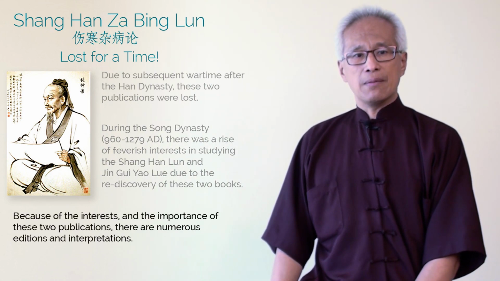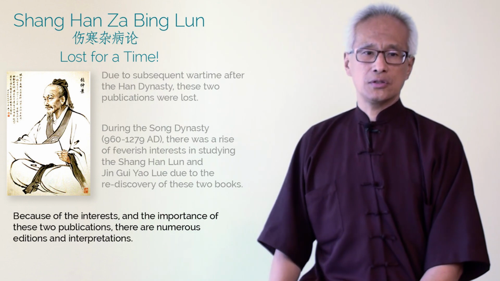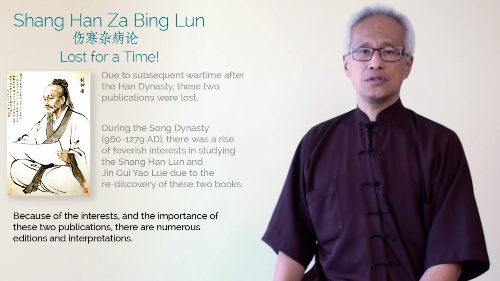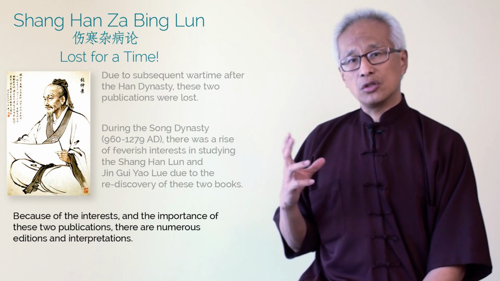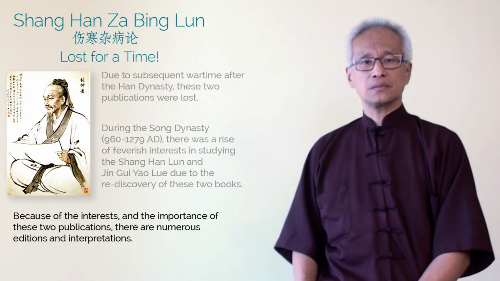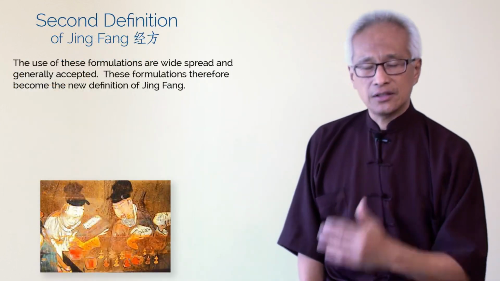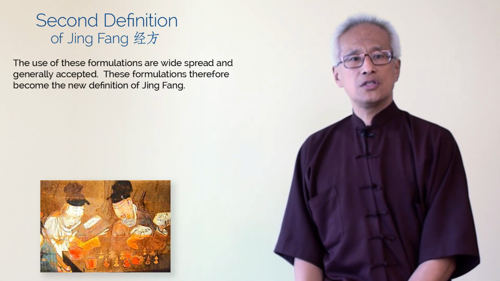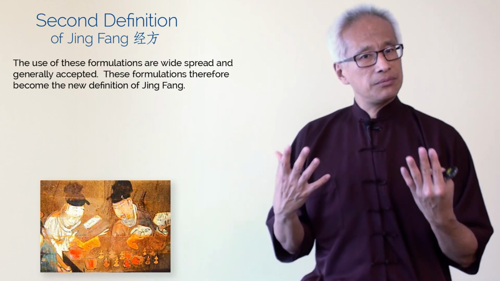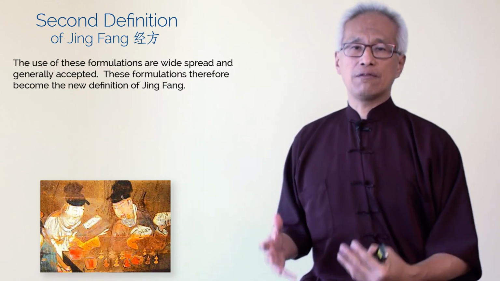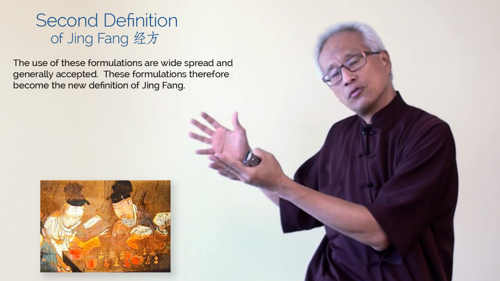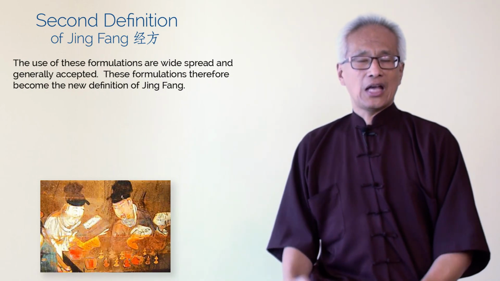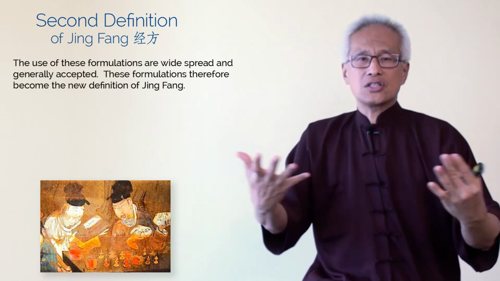Because of this interest and the importance of these two publications, there are now hundreds of different editions and interpretations of Shanghan as well as Jingfang. Now, there is a second definition of Jingfang, sometimes called Jin Fang. The use of these formulas is widespread and generally accepted. These formulations therefore became the new definition of Jingfang. So it's no longer just experiential formulas, but formulas coming from these two classics, what we call the classical formulas.